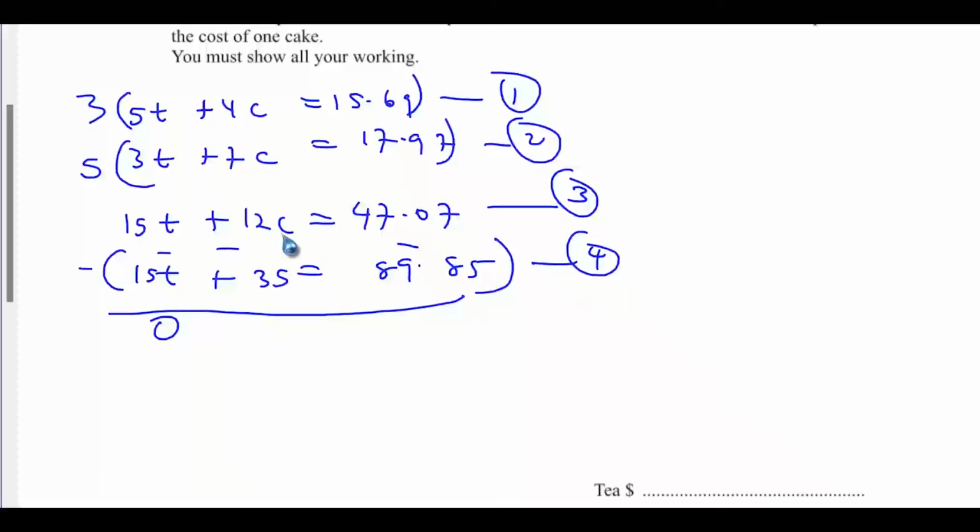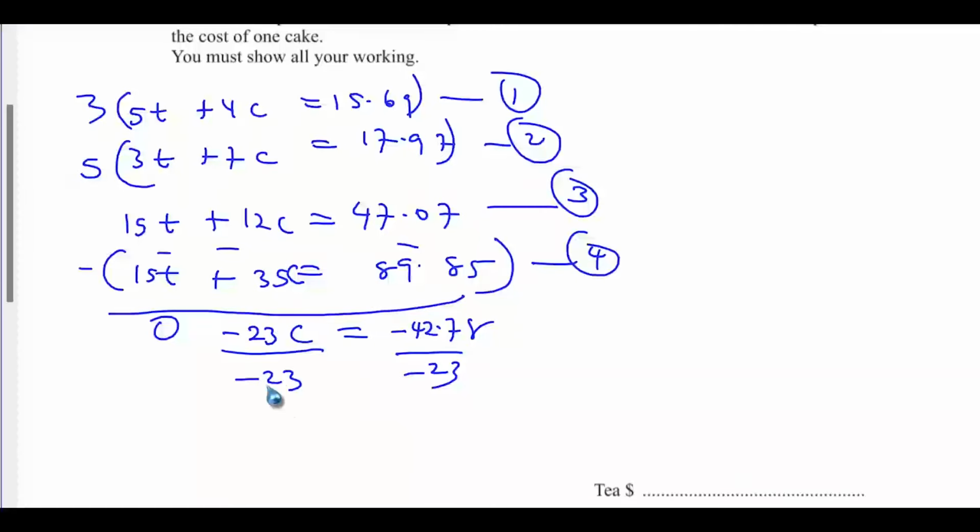Then here you have 12C minus 35C, so this will give you minus 23C to be equals to, this minus this, you get minus 42.78. So you need to divide both sides by negative 23. So if you do this, the value of C will be equals to 1.86. Okay, so that is for the cake.